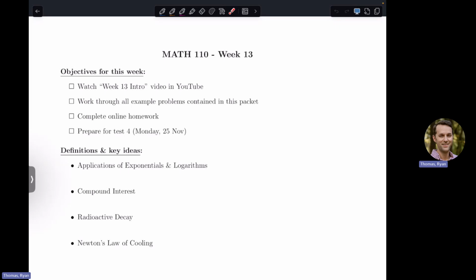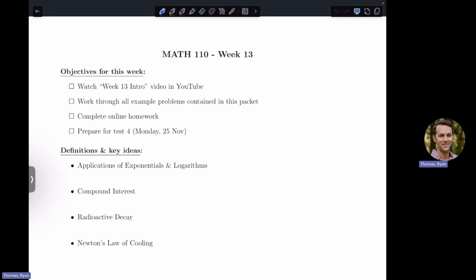Logs as well. The log examples are usually a little more esoteric. There are things that work on a log scale, like the Richter scale for earthquake intensity, and decibel sound intensity is a log scale as well. So you'll see a couple of those things show up in the homework.